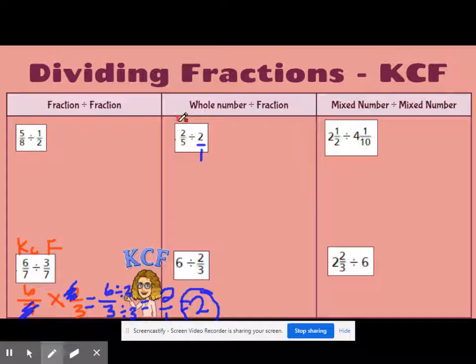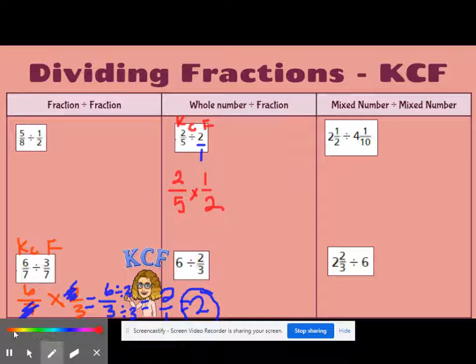This is division, so the rule is keep, change, flip. So what I'm going to do is keep the 2/5. I'm going to change the problem to multiplication, and I'm going to flip 2/1 into 1/2. Now the rule is go straight across. And look, the 2 and the 2 are diagonal. They're the same. I can cross them out first. So my answer should be 1/5, but let's go straight across and make sure.